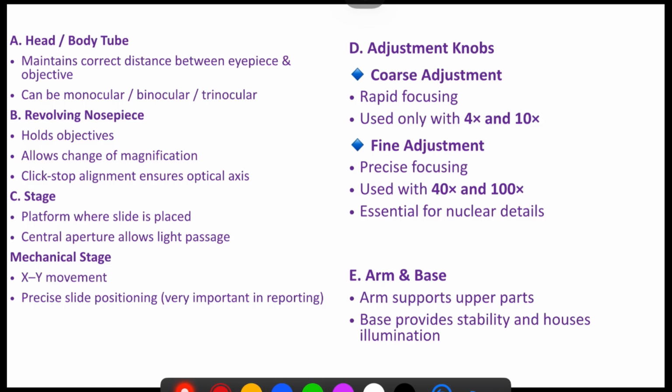Stage, which is a platform where the slide is placed, and the central aperture allows light to pass. Mechanical stage, which is having X and Y movement. Precise slide positioning is very important in reporting. Now adjustment knobs like coarse adjustment, which is for rapid focusing, use only with 4 and 10x. Fine adjustment is used for precise focusing and used with 40 and 100x, and this is for nuclear details. Arm and base for support and for stability.